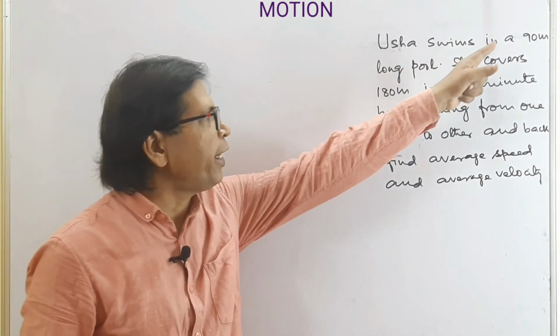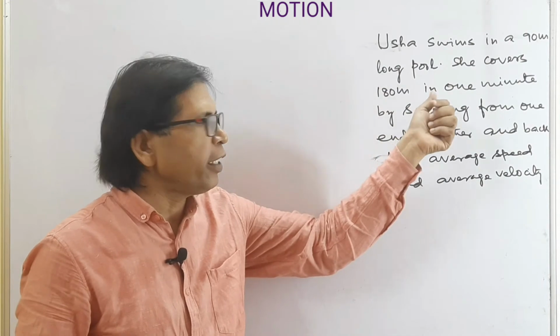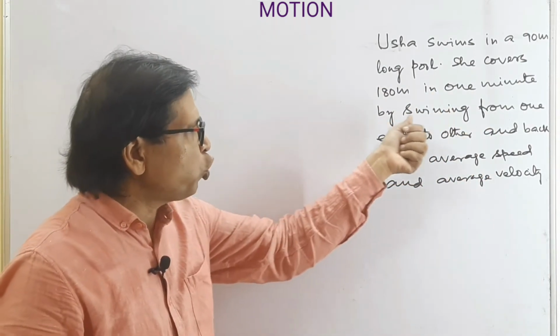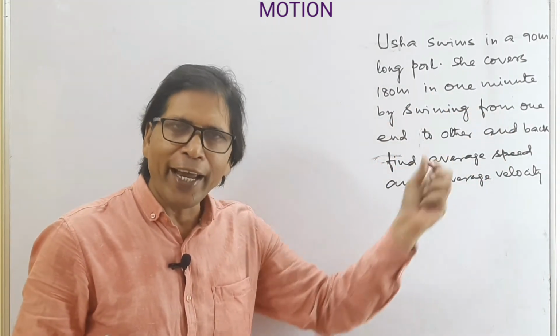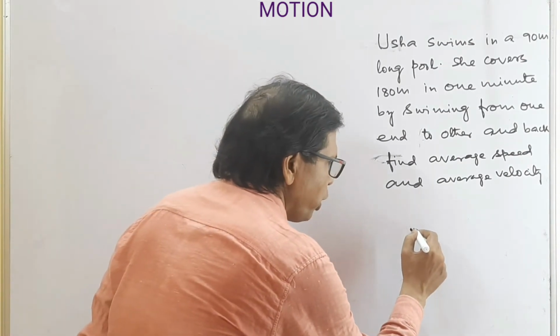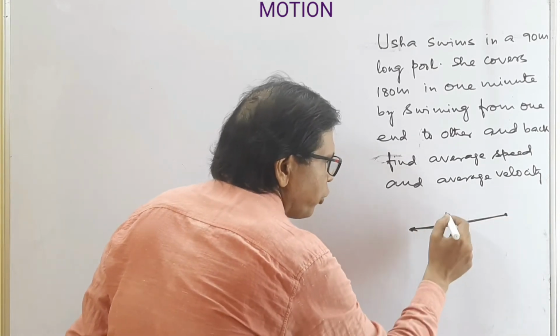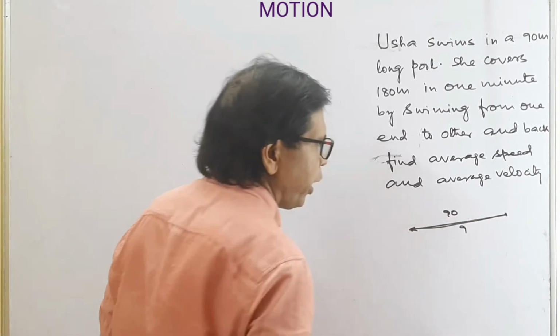Usha swims in a 90 meter long pool. She covers 180 meter in 1 minute by swimming from one end to other end and back. That is, look at this, this is the swimming pool. She starts from here, then again here. This is 90 meter and this also 90 meter.